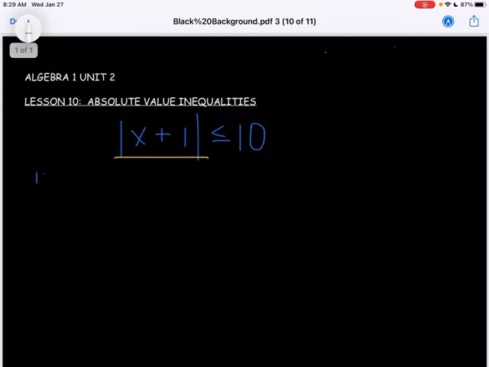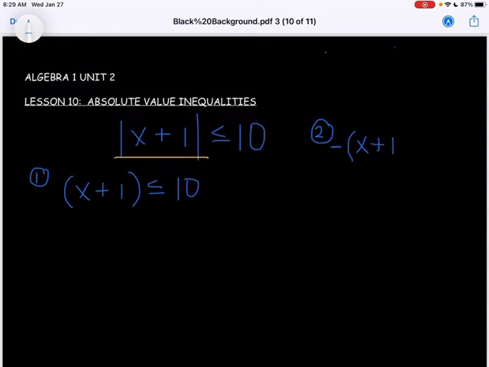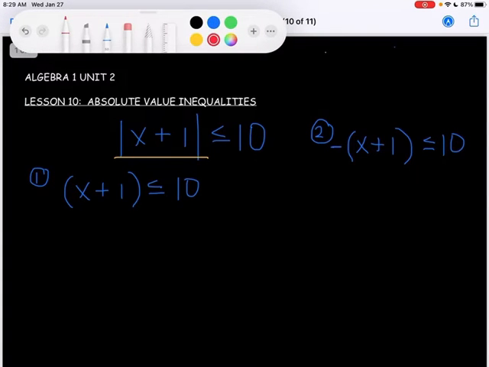The first one is the exact same thing, except the absolute value symbols become parentheses. And then our second inequality is almost the same, but we need to put a negative in front of those parentheses. And now we're going to solve both of these and put them on a number line.